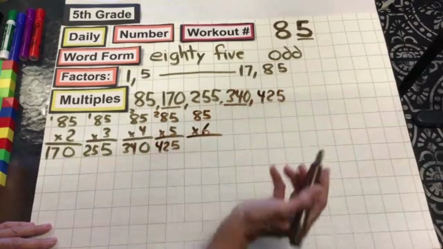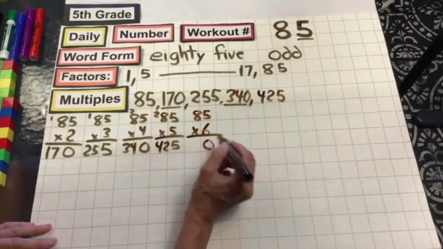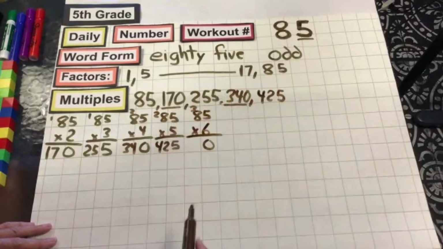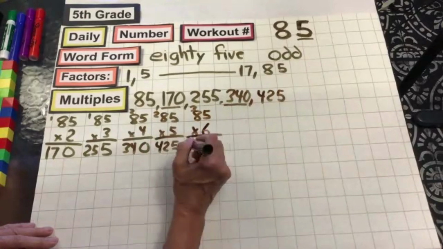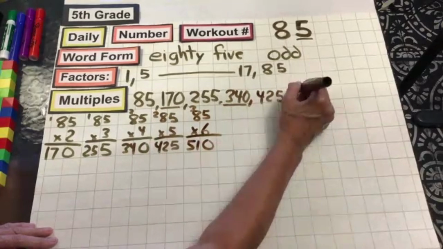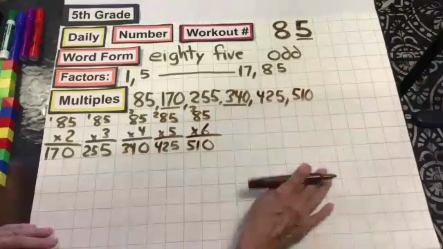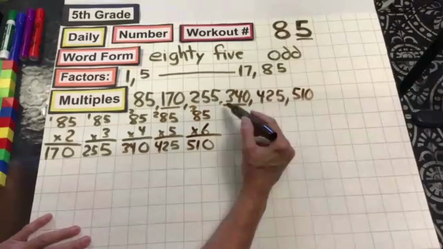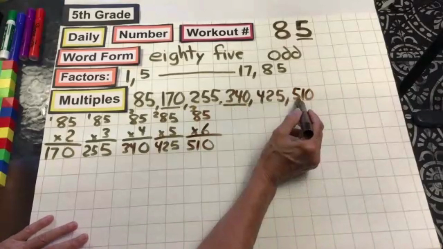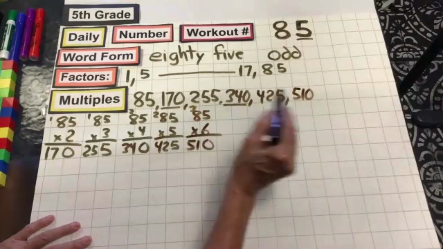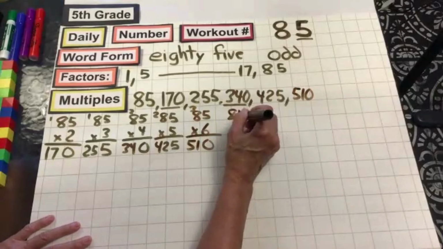So now we're going to do 6 85s. 6 times 5 is 30. Drop the 0, carry the 3. 6 times 8 is 48, plus 3 is 51. So we have 510. Now, did that double? No, it did not. So, but this is 3 times 17. This is 2 times 17. So it is multiples of 17.